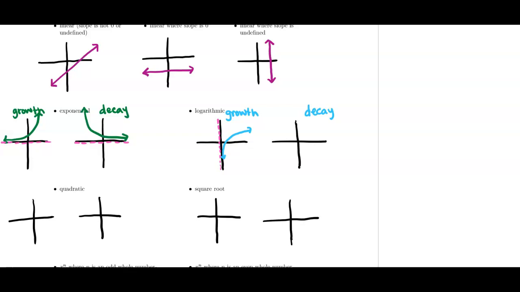On this one, think about it: if something is decaying, it starts off with more and ends up going down. So on decay, it might look like this, where you're starting here, and then as it's getting closer and closer, in this case, to the y-axis, it's headed down. Again, here my asymptote is here.